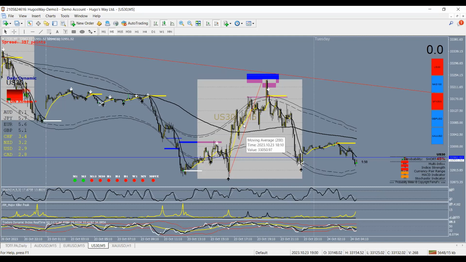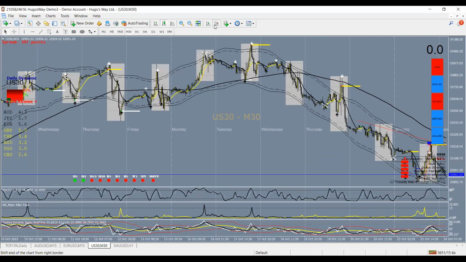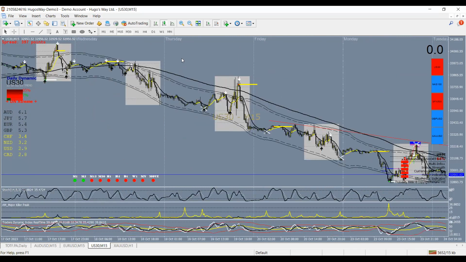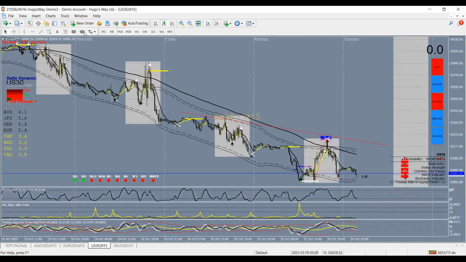And even though it went above the 200 and I could have bought, the higher time frame is king. We're still below it on the 30-minute, and we were still below it on the 15. The 200 moving average is still pointing down. So even if we break it, we still can't buy here. Momentum was still bearish. You see what I'm saying?